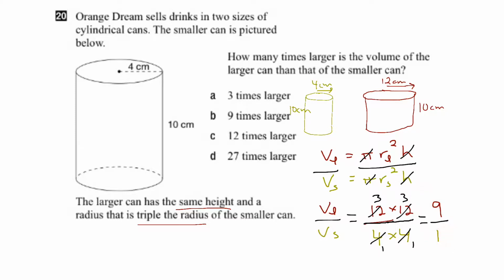Or in other words, the larger can is 9 times larger. The volume is 9 times larger than the smaller can. So if we look down our list of options, it looks like B is the right answer.